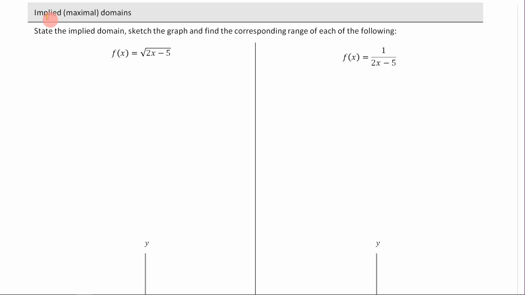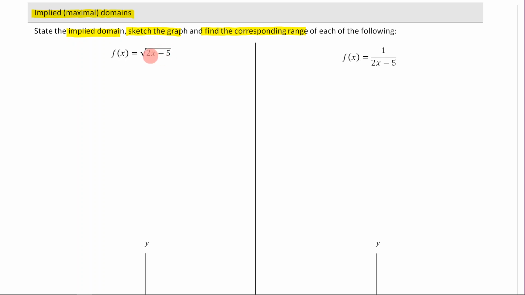We're going to answer this question before us, which is about the implied/maximal domains. We need to state the implied domain, sketch the graph, and find the corresponding range of each of the following. So here we've been given the function, and it's a square root graph, 2x minus 5. Remember, the way in which we think about our implied domain is what values of x make sense for the function that we've been given here.